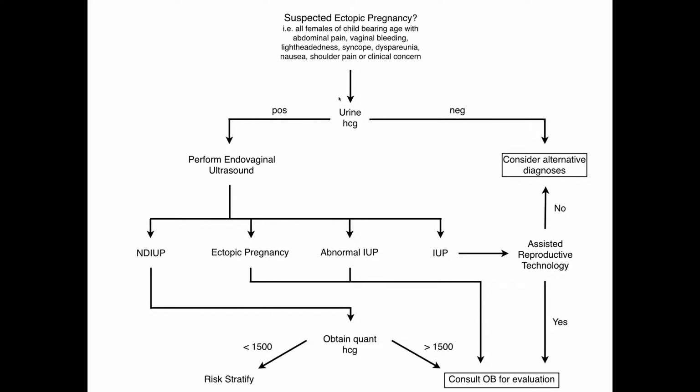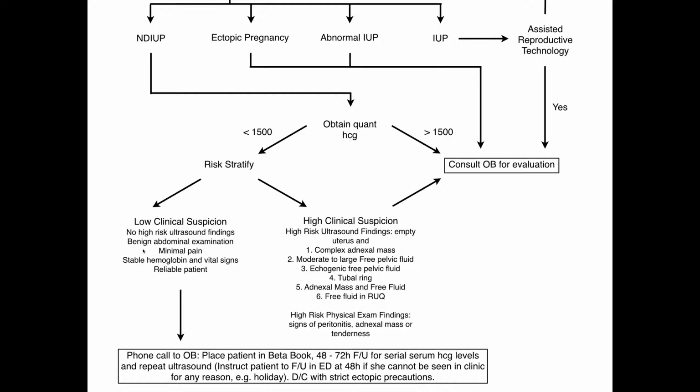Many of these patients may just have an early intrauterine pregnancy, and if they have no high-risk findings, we have low clinical suspicion, and they can safely follow up with OB at 48 to 72 hours to recheck their HCG to ensure appropriate rise. However, it is important to instruct the patient that if for any reason their OB follow-up falls through, they come back to the emergency department in that same time frame for repeat examination and repeat quant. This can most commonly happen if their recheck date falls on a weekend or a holiday.